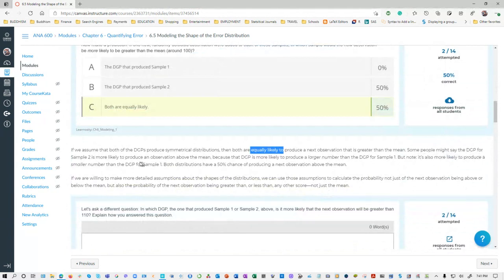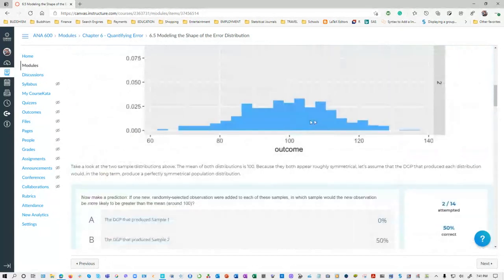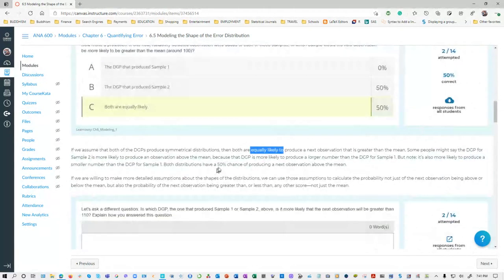Some people might say the DGP for sample 2 is more likely to produce an observation above the mean, but that's not the case. It is not more likely to produce a larger number than DGP sample 1, and it is also just as likely to produce a smaller one. Both distributions have a 50% chance of producing the next observation above the mean.